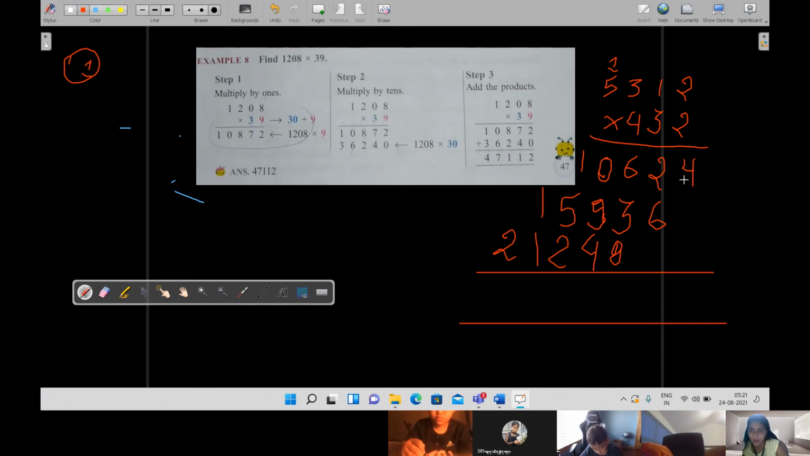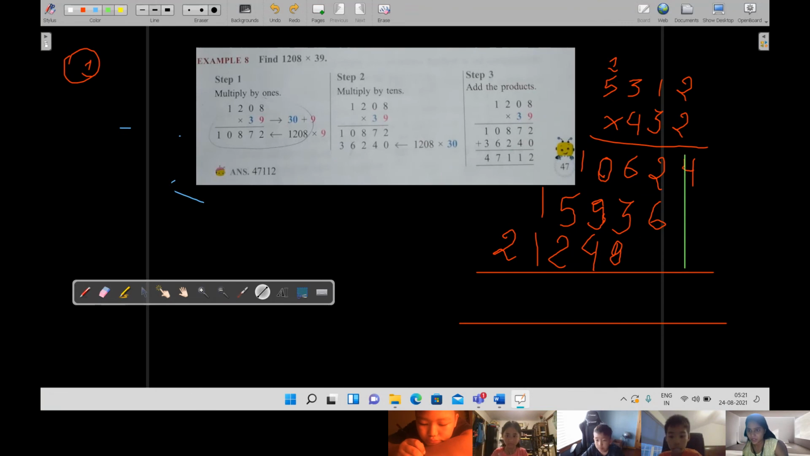So you can see we always have to add in a straight line. We have to go line by line. Like for example, I'm making a line. You have to add only those rows. Okay, fine. We have to add this number.